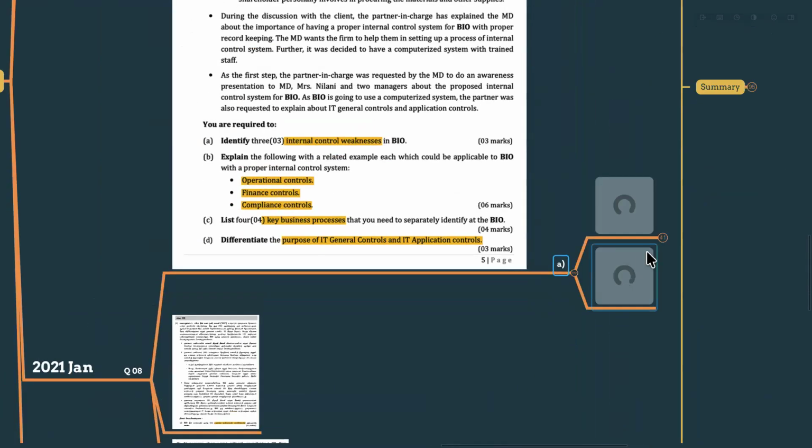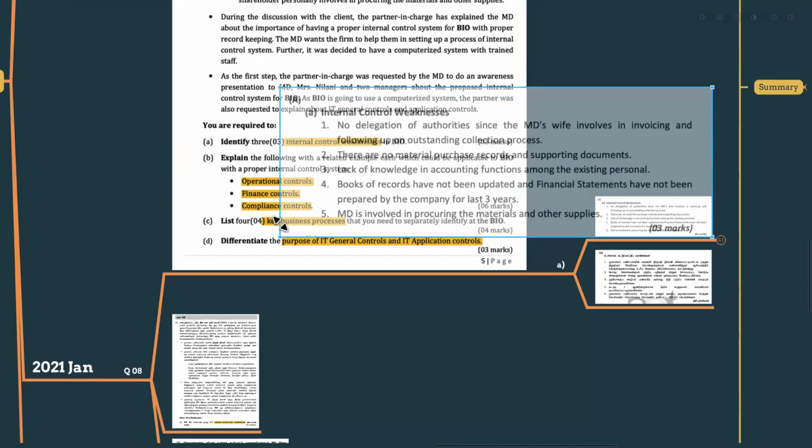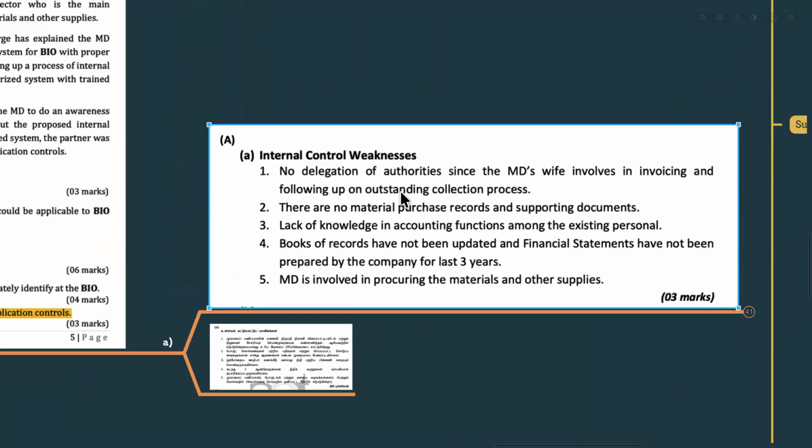So how are you going to answer this question? In a simple manner. See the internal control weaknesses. That's a question of no delegation of authorities. Since the MD's wife is involved in invoicing and following up on the outstanding collection process, it means no delegation of authorities, which means there is no segregation of duties. One person is doing everything.